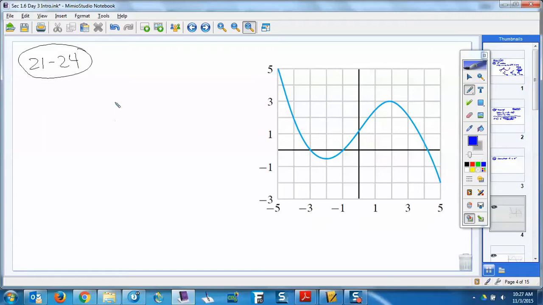Okay, so let's go on to this. So 21 through 24. So they give you this. Now, on my picture here, I'm missing a really big piece. I'm missing a really big piece of this problem. Okay, what am I missing? What am I missing here in my picture?